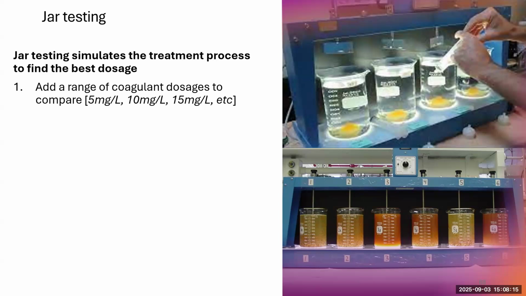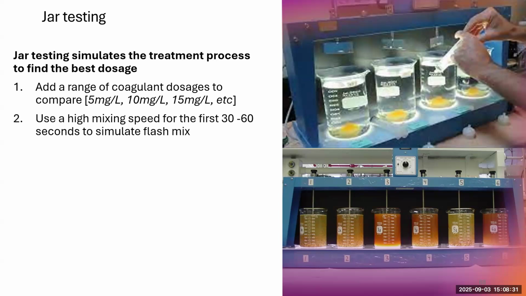And as you get closer to the dose, let's say 10 milligrams per liter was the best in our first example here, we'd probably want to hone in on that a little more and maybe do something like 8, 9, 10, 11, 12, so we could narrow the range and get a more specific dosage. So we want to find the best dose that gets us the best settling and the best clarity of water.